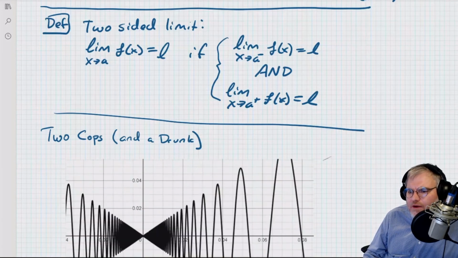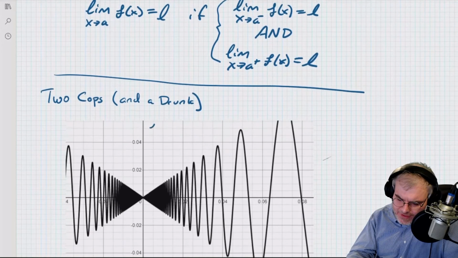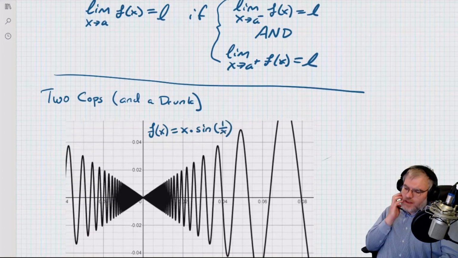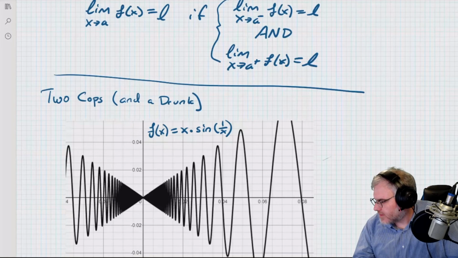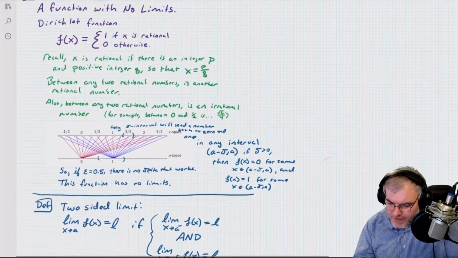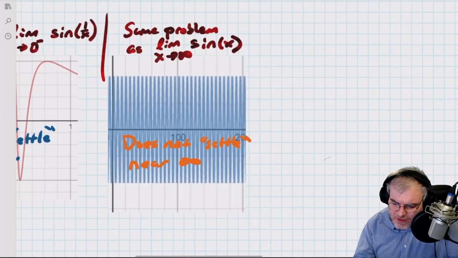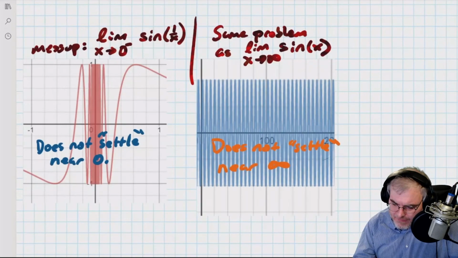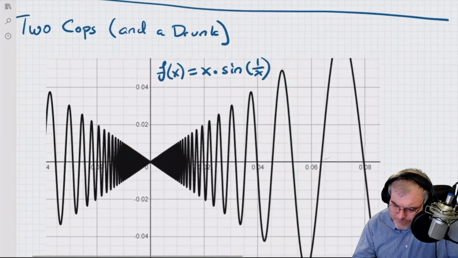This function here is f of x. This is f of x equals x times sine of 1 over x. Now, remember that sine of 1 over x had this problem. It didn't settle near 0. But if I do x times sine of 1 over x, it sort of does.